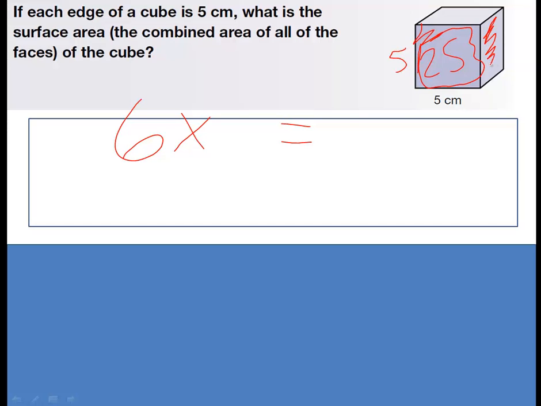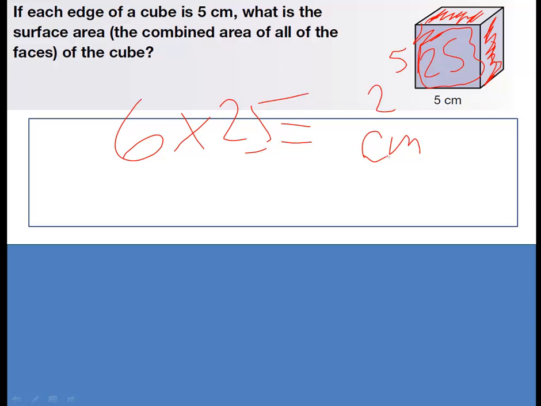I know that that right there is also how much? 25. How much is that right there? That's also 25. Then I got 3 more of those. I got 6 of them total. So this is 25, and I take 6 times 25 to get my answer. Then I'm going to square it, centimeters squared, and that's going to be my answer.